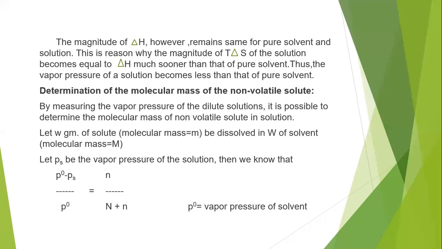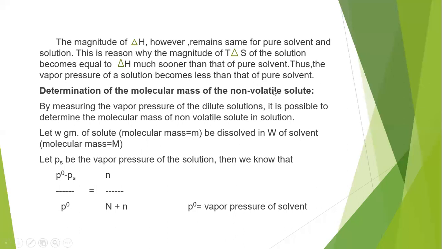So the relative lowering of vapor pressure depends on the number of moles of a solute, but not on its composition, so it is a colligative property. As it is a colligative property, how can we determine the molecular mass of a solute using relative lowering of vapor pressure? That is what we can know now.